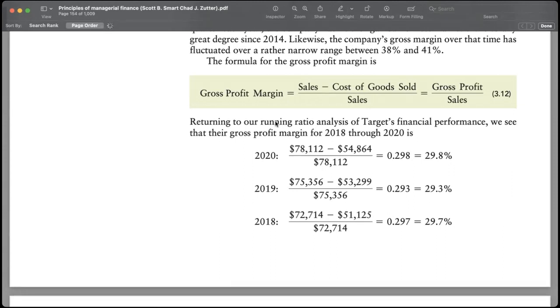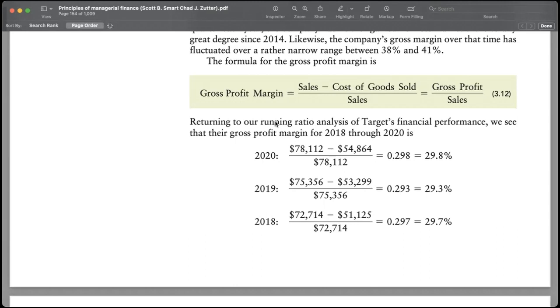What is your name? Abdullah. Okay, very nice name. So Abdullah, it should be higher, because a higher gross profit margin indicates that your company is able to generate higher gross profit from every dollar of sales. Do you understand? So very simple.